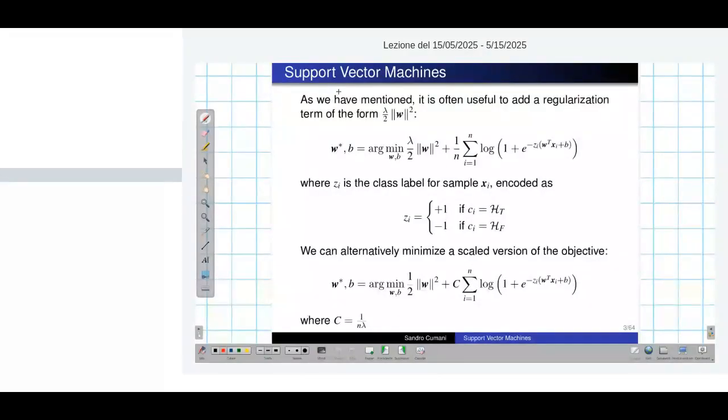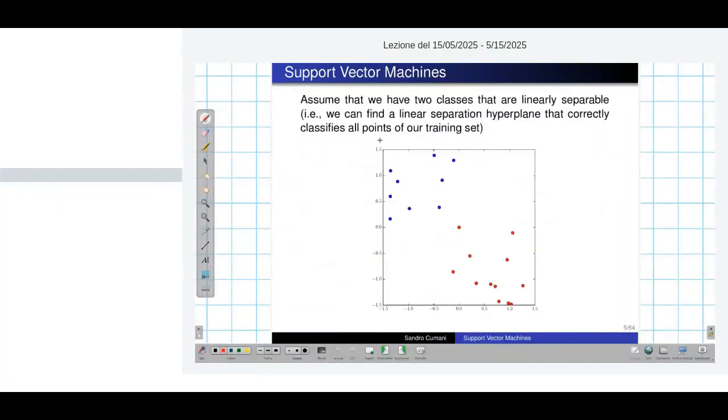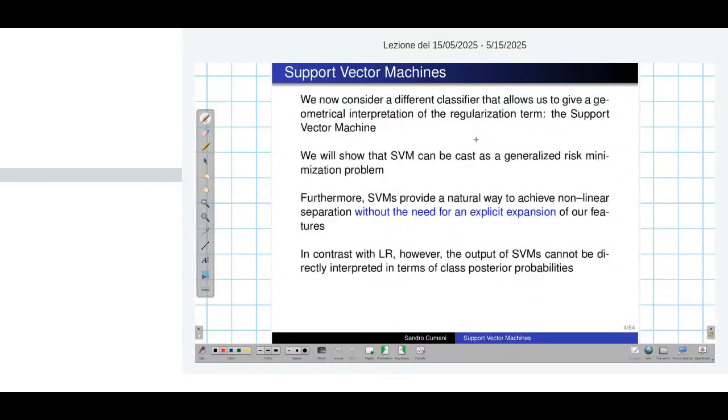Now let's go back to the problem that logistic regression was not able to solve without adding a regularization term. The simplest problem that we can think of is we have two classes, we have the set of points of the two classes, and we assume that these classes are linearly separable. What does it mean they are linearly separable? It means that we know that there is a hyperplane that correctly classifies all the training set points. Of course, we always talk about the training set here.